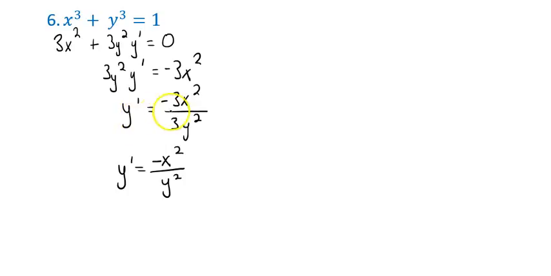Once you got the y prime solved for, you could actually reduce in this case, which we haven't been able to do in the other problems so far. But we can reduce the 3's here to 1's and end up with y prime equals negative x squared over y squared. So since this was so easy, I want to take the opportunity to show you the second derivative of this one. And so you would be taking the derivative of what you just found.